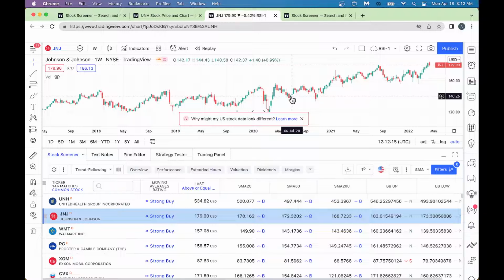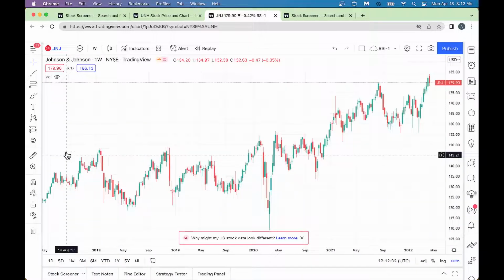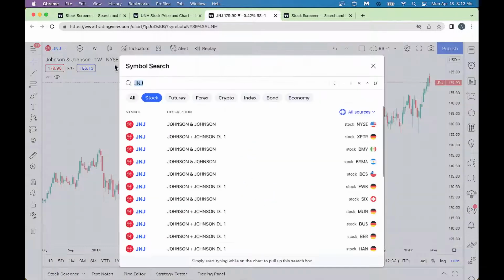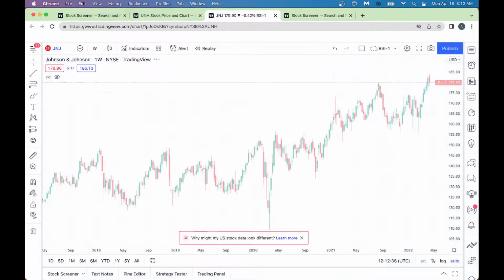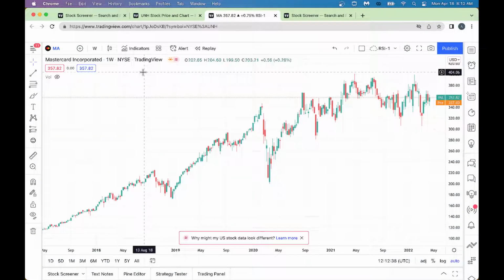Now I use this stock screener along with data from other stock screeners, like Thinkorswim as an example. It's a good one also, and a few more. Now what we'll do is look at one more here. Let's take the screener off. We can look at Mastercard. Let's put Mastercard here, and look, we got the Mastercard chart.